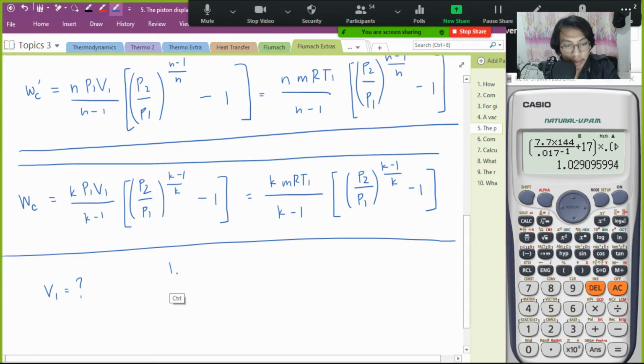Nandito yan, oh. V1 is equal to MR T1 over P1. Dito mo kunin yan. Okay, number 1. Dito, paano mo i-solve si P1? Gamitin mo si PV = MRT relationships.